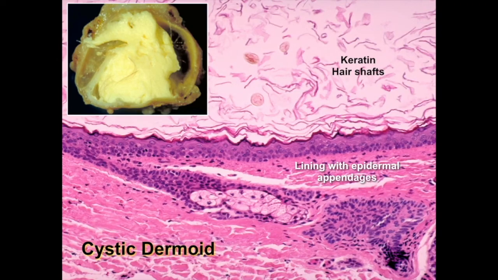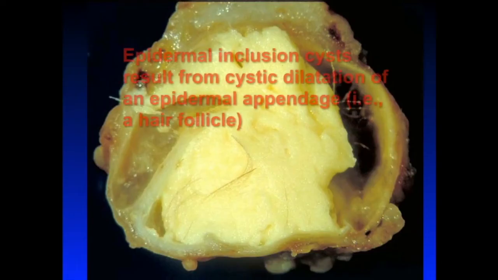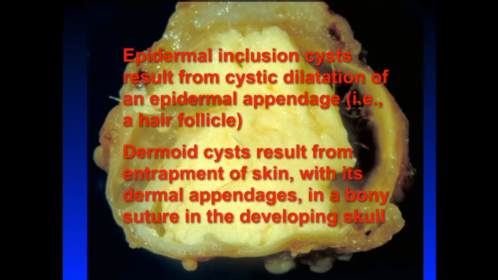Histopathologically, the dermoid cysts are lined by stratified squamous epithelium with epidermal appendages. Again, we see hair shafts mixed with the keratin within the lumen. Epidermal inclusion cysts, which occur on the eyelid, result from the cystic dilatation of a single epidermal appendage, a hair follicle. They are follicular cysts. In contrast, dermoid cysts result from the entrapment of skin with its dermal appendages in a bony suture in the developing skull.